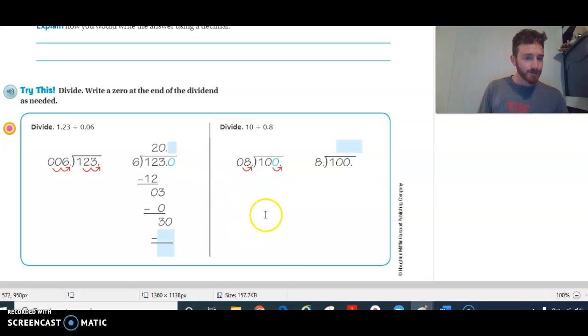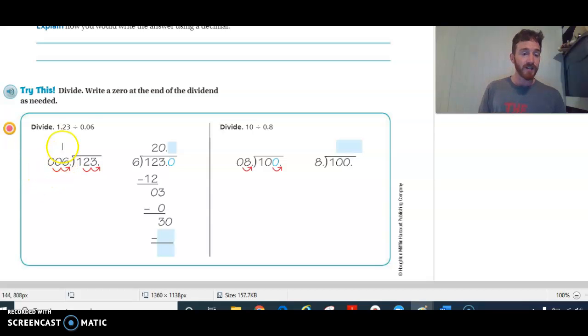These last examples are kind of putting all the skills together. So here we see 1 and 23 hundredths divided by 0 and 6 hundredths. Keep in mind, the first thing we need to do is make sure we're dividing by a whole number. So we want our divisor to be a whole number.